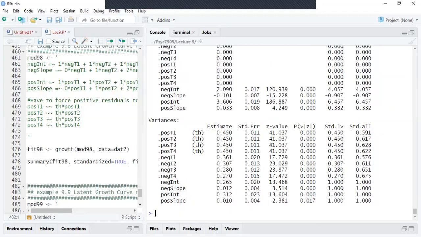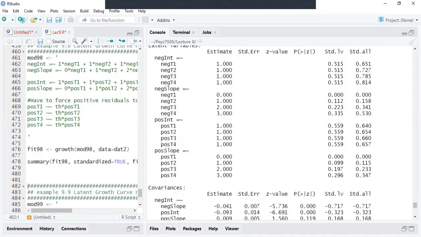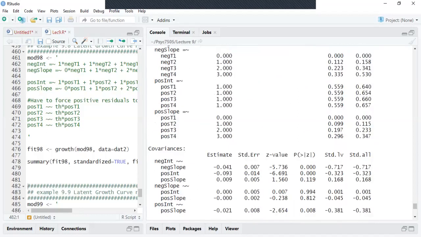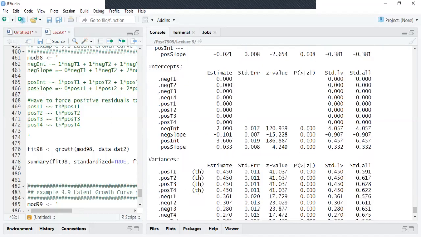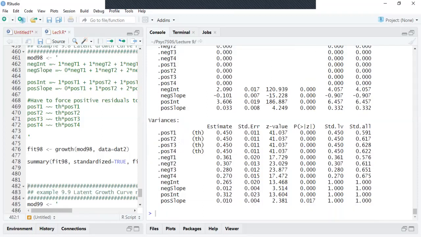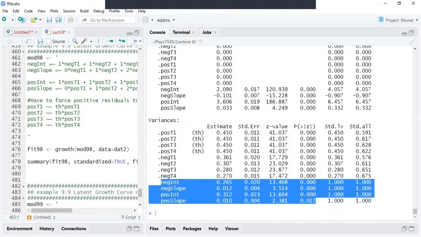So if I look at my results now, I can see up here we've got negative affect and positive affect. I'm going to skip the covariances for a second and come back to them. Down here on the intercepts, we have the negative affect intercept and slope, and positive affect. So at time 1, positive affect is 3.60. Over time, it goes up by only 0.03 points for every additional time point, although that change is significant. And here we can see there's variability in both the negative intercept and slope and the positive intercept and slope.